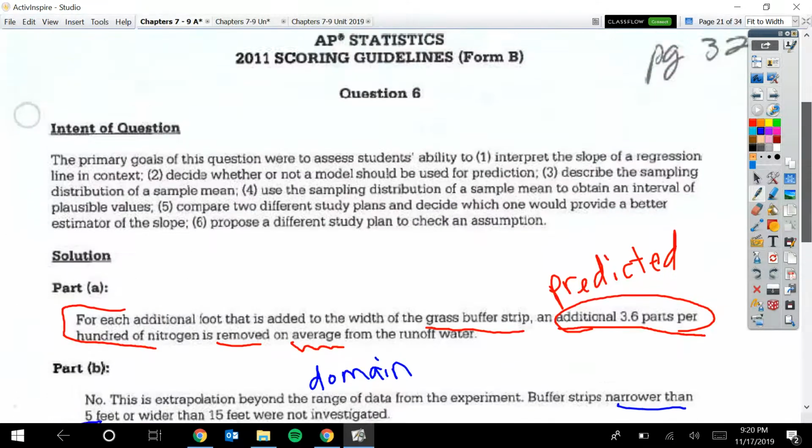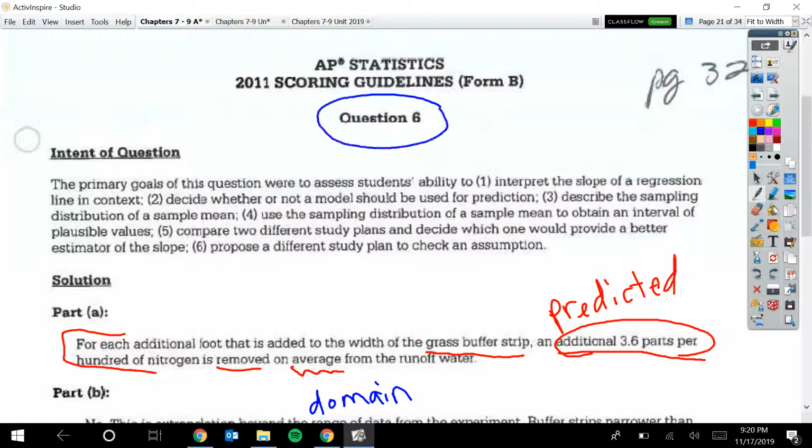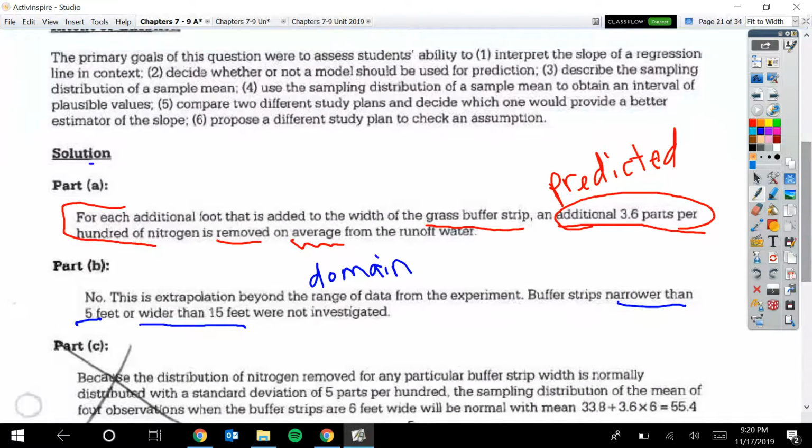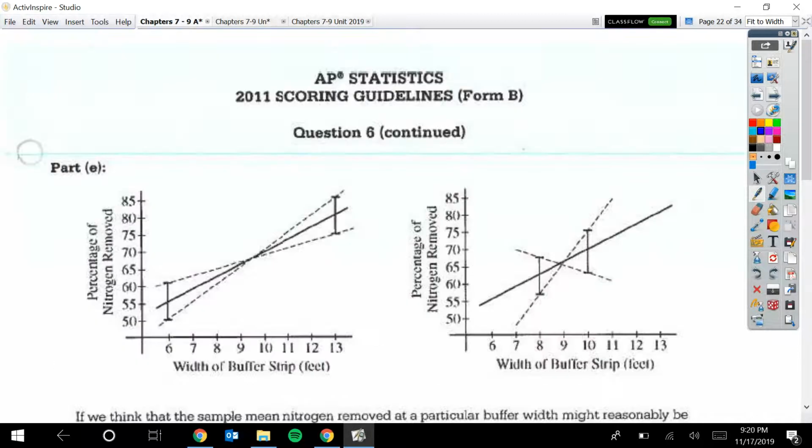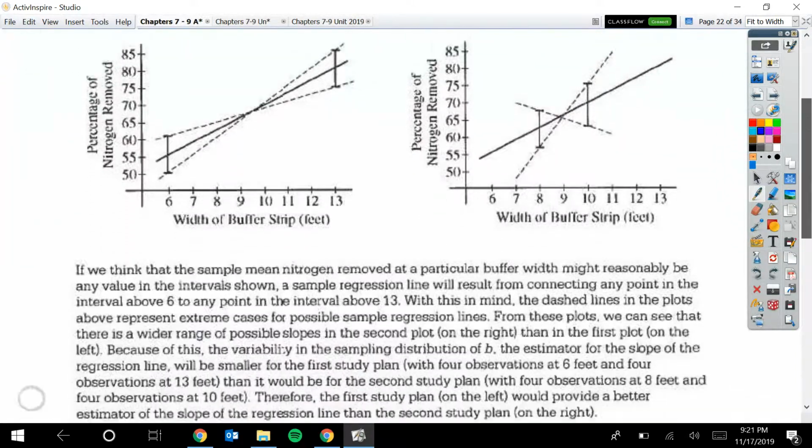This was problem number 6, which is the investigative task on the AP exam. What happens is they'll give you the first part of it, which is stuff that we should know how to do. And then from there on out, parts C, D, and even part E, take you outside of the box. So I did not have you do those today.